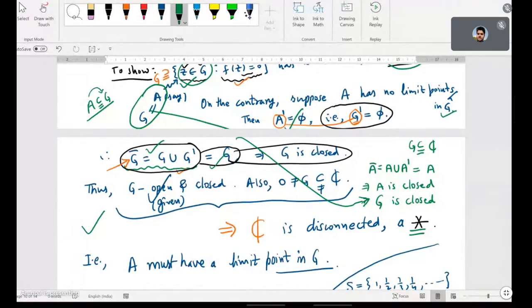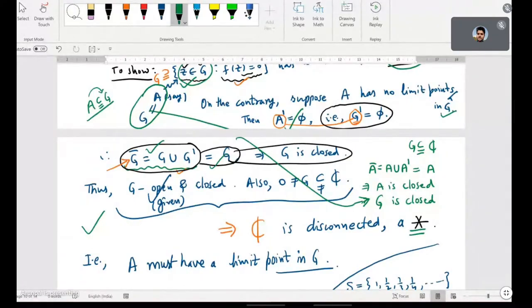See, a set is disconnected if and only if we can find a proper subset of it which is both open and closed. Right? So because we showed that G is both open and closed and is a proper subset of C, it means C is disconnected, which is a contradiction.